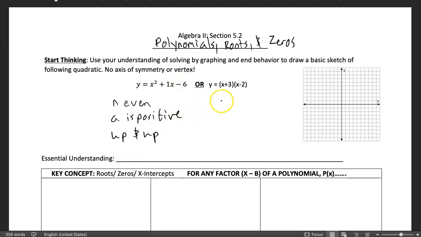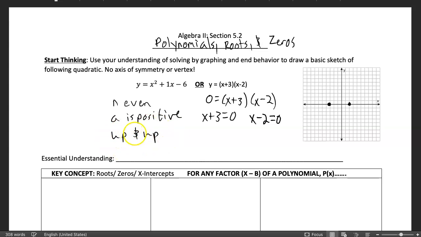Okay, what about solving by graphing? Well, we would try to figure out where our x-intercepts are. The x-intercepts would be where this is equal to 0. Or in other words, it would mean that x plus 3 has to equal 0, or x minus 2 has to equal 0. So we know we're going to have x-intercepts at negative 3 and positive 2. Let's go ahead and mark those down. 1, 2, 3. So we have an x-intercept at negative 3, and we have an x-intercept at positive 2.